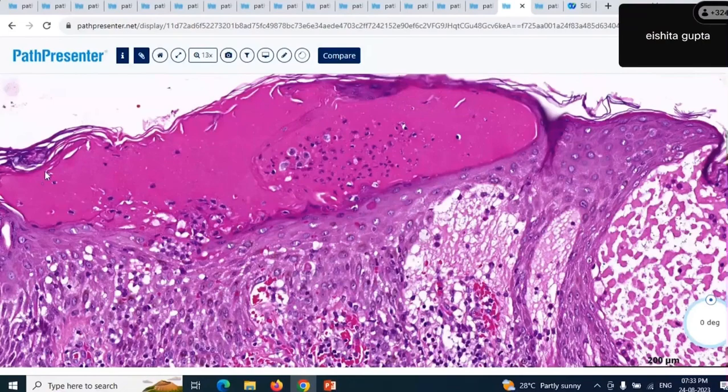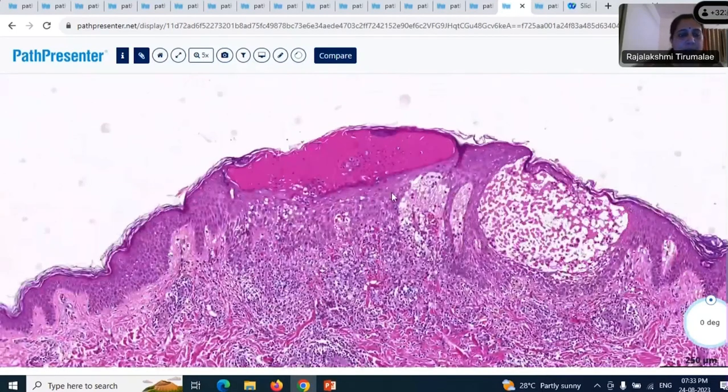There's something pink, isn't it? There's some pinkish material. Yes. Okay. Do you know what that is? Do you want to take a guess? I don't. Okay, fine. Right. Anything else? Any other finding?